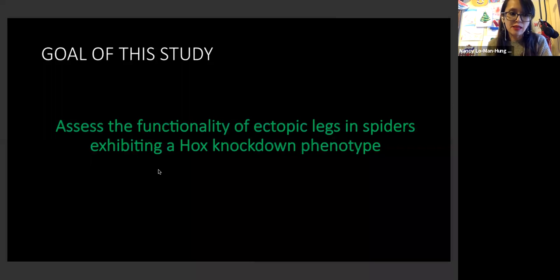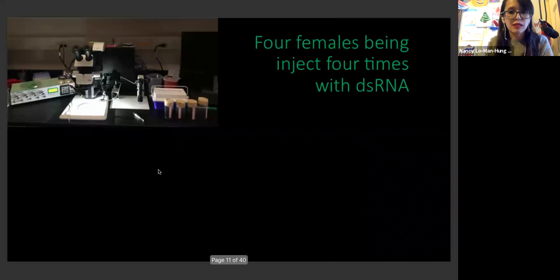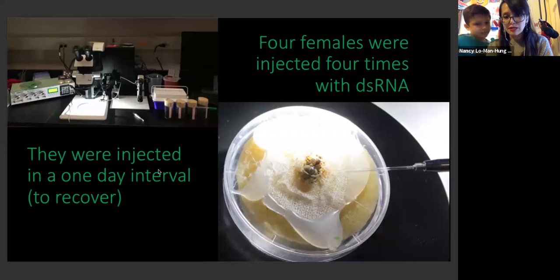We replicated the experiments of Kajab and collaborators, where we silenced antero-posterior using maternal RNA interference, thus generating 10-leg spiders. The experiment consisted of 4 females being injected 4 times with double-stranded RNA. They were injected at 1-day intervals to recover, and the females were mated after the last injection with untreated males.